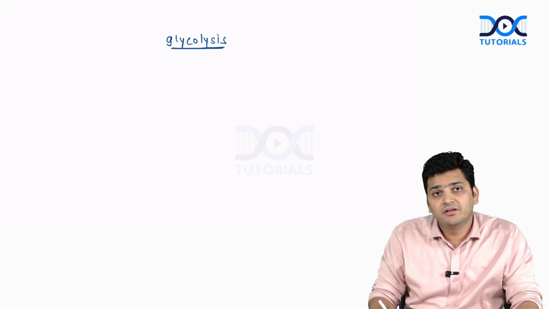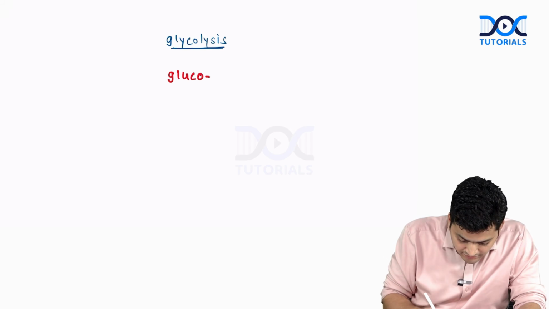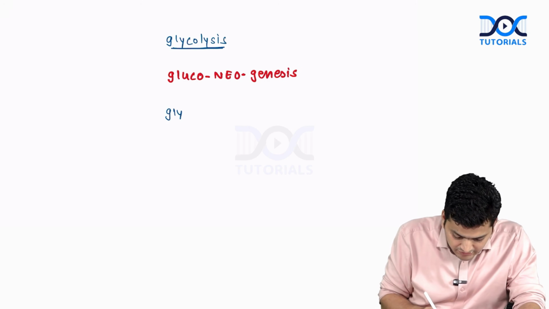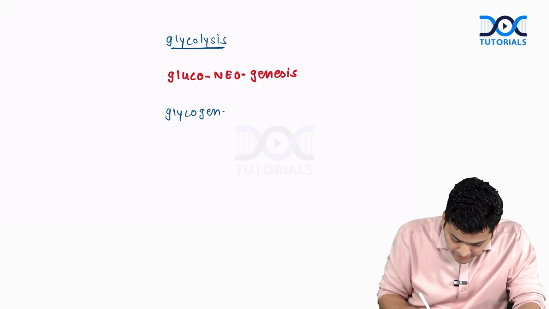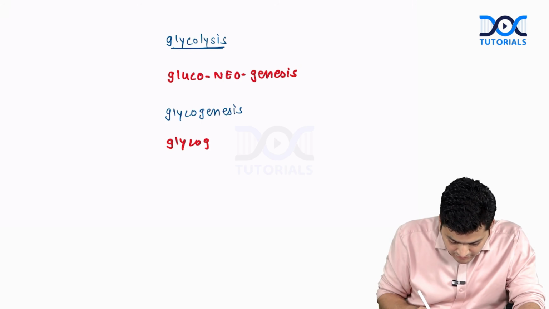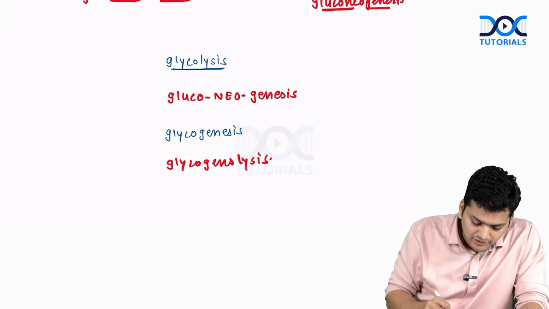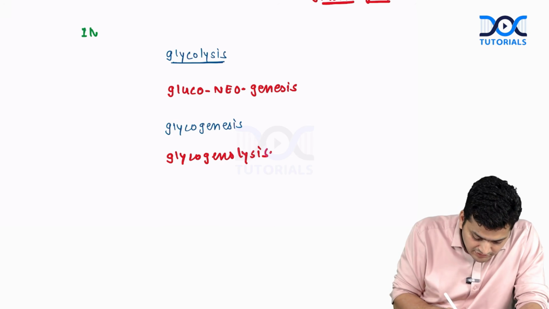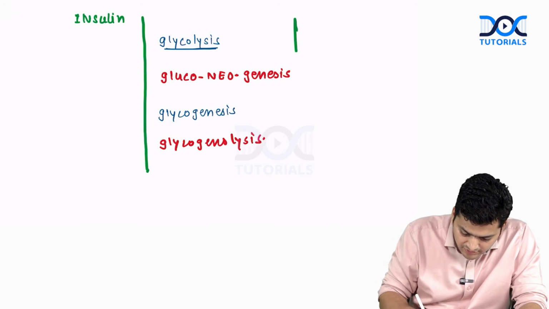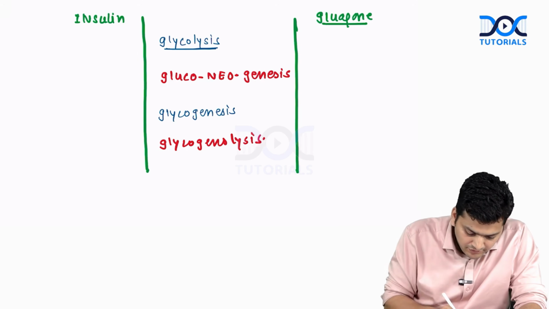Then we have discussed the synthesis of glucose, that is gluconeogenesis. Then we have discussed glycogen synthesis, that is called glycogenesis. And then we have discussed the breakdown of glycogen, that is glycogenolysis. What will be the effect of insulin on all these processes? Whatever the effect of insulin is, the effect of glucagon is going to be opposite.